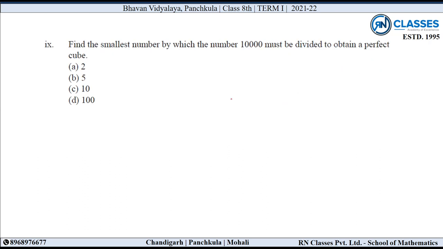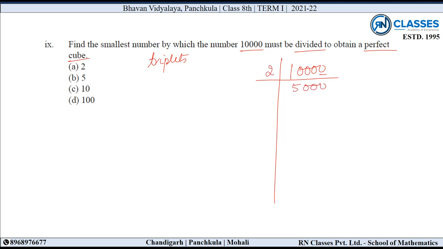Part 9. Find the smallest number by which the number 10,000 must be divided to obtain a perfect cube. Okay, we want a perfect cube. What will we have to do? We have to find triplets of factors. 10,000 has come. Now we find the triplets. Since the unit digit is 0, it is divisible by 2. 5,000. Again 2. 2500. Again 2. 1250. Again divisible by 2. 625. Now it is not divisible by 2.